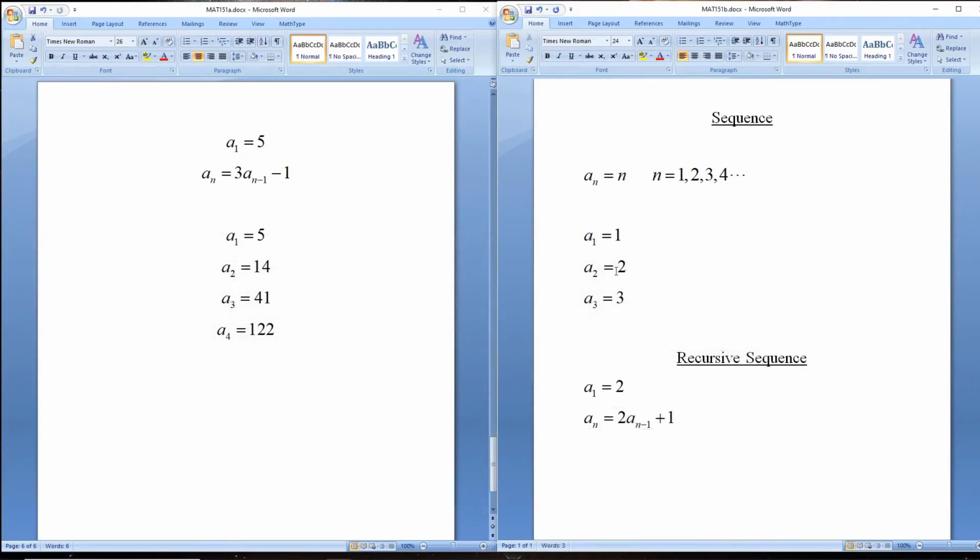We've had a sequence which acts much like a function, except you put integers into the sequence, starting with n equals 1. And then we have our recursive sequence, which is a sequence of numbers that's based upon the previous numbers outputted. And again, a recursive sequence always has to have some starting number and then some relationship on how the next number relates to the previous number.